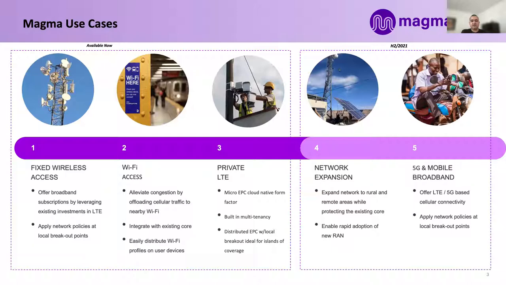The two use cases that we're looking to prioritize in H2, for which we're doing a few lab trials, as well as hopefully a field trial in the July-August timeframe, are around network expansion and 5G. Network expansion allows operators to use Magma as a way to augment their traditional or high-value core networks by using Magma to extend it into more remote and rural areas. Further, the insulation that Magma provides to the traditional MME, P gateway and S gateway allows the operator to introduce new RANs, radio elements, and iterate on their evolution independent of their mainstay core.